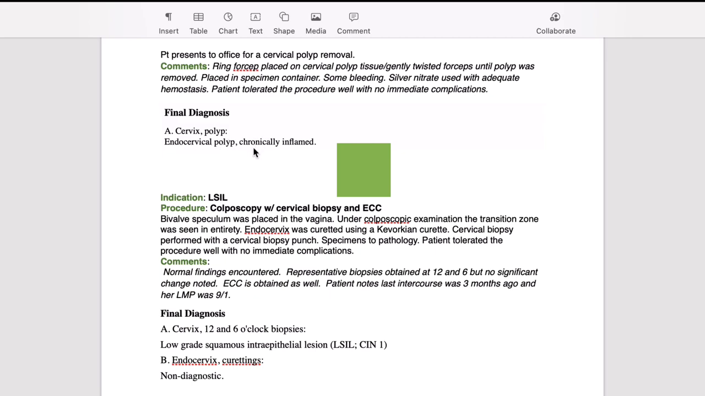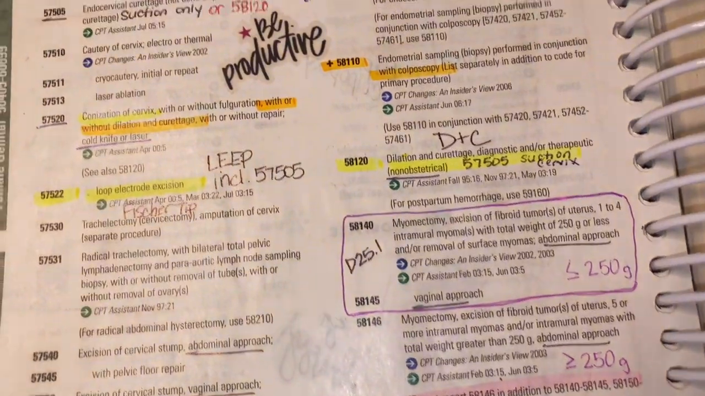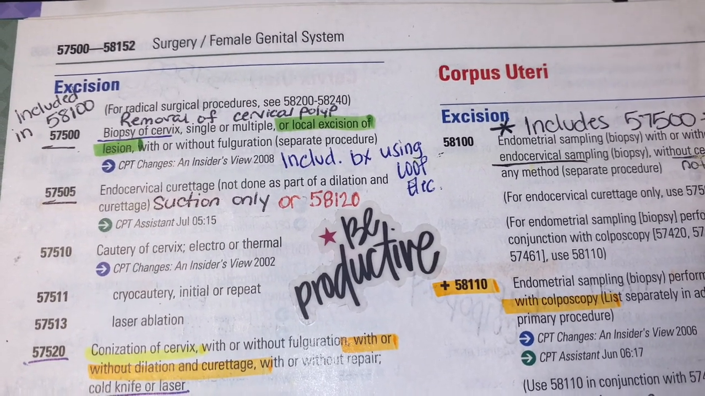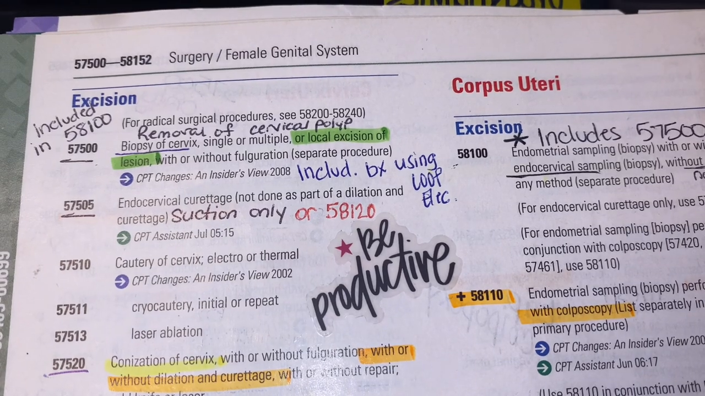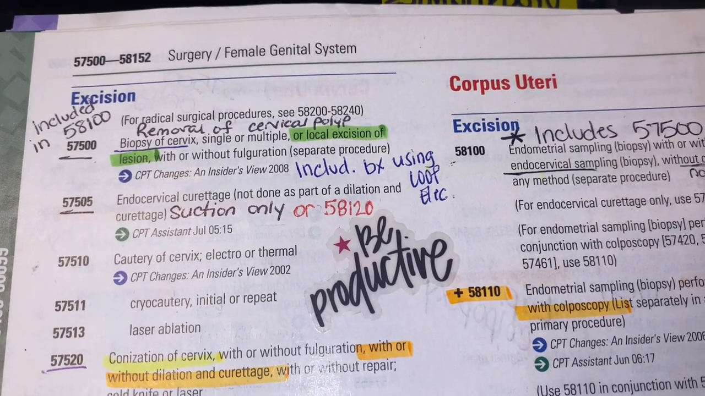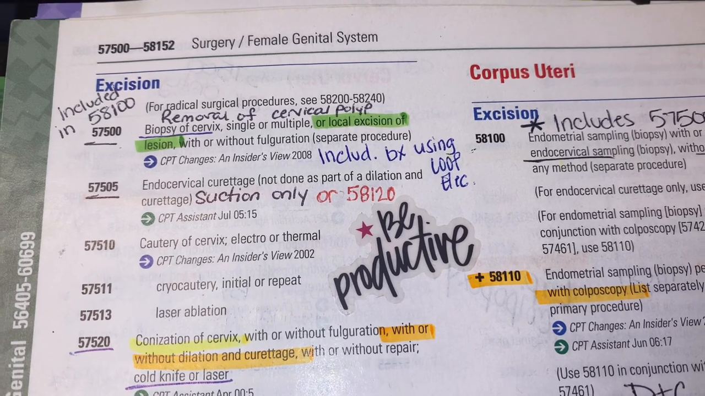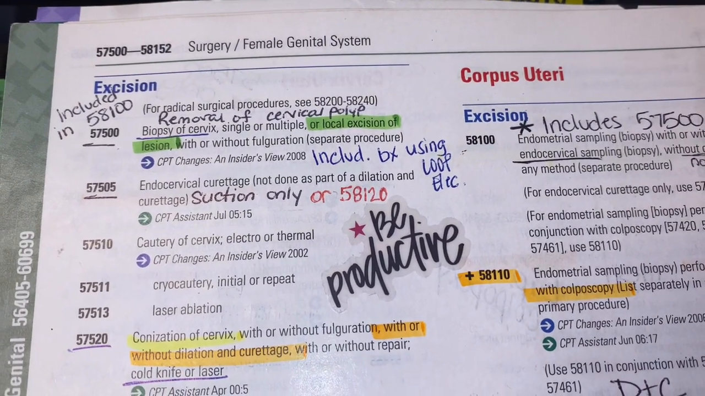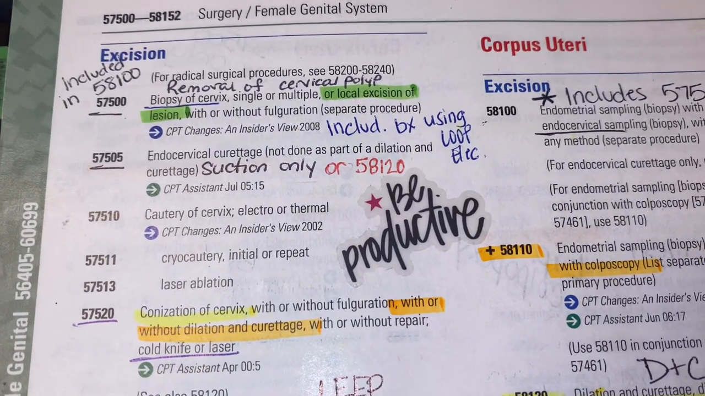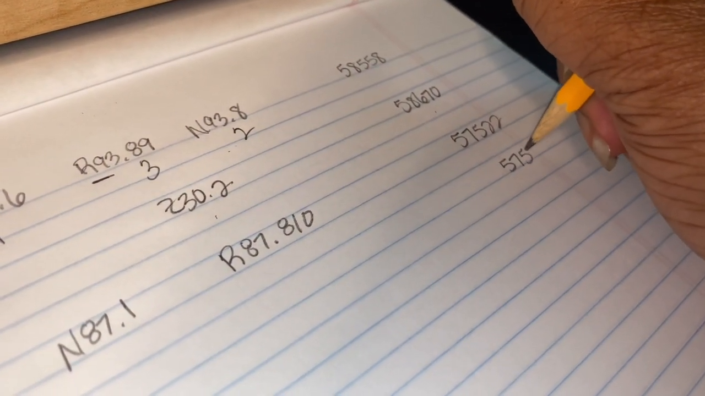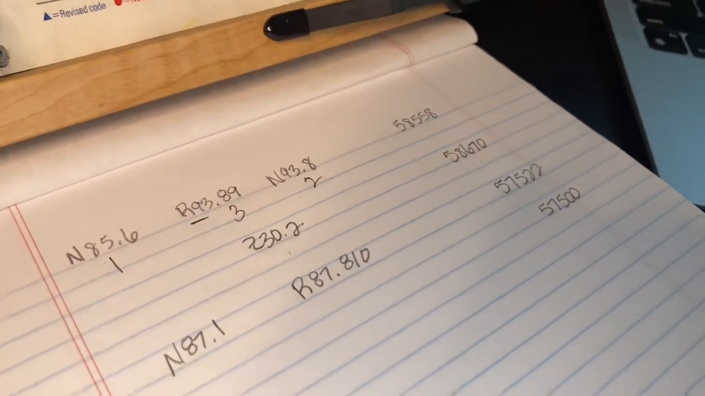So when it comes to our CPT, we're actually already where we need to be coming off from that LEEP procedure. If you just go up, we are actually going to use the 57500 biopsy of cervix because it says a single or multiple or local excision of a lesion. And I have noted removal of a cervical polyp right on top. So I know that I need to be using this code. So even though it's not listed as a cervical biopsy procedure, it's the same thing. So our CPT code is 57500. And my ICD-10, it said that it was an endocervical polyp.